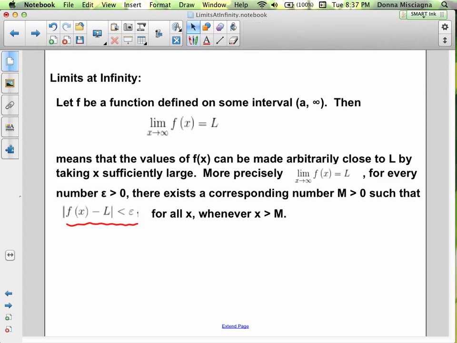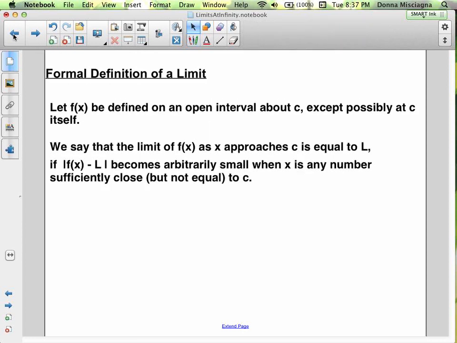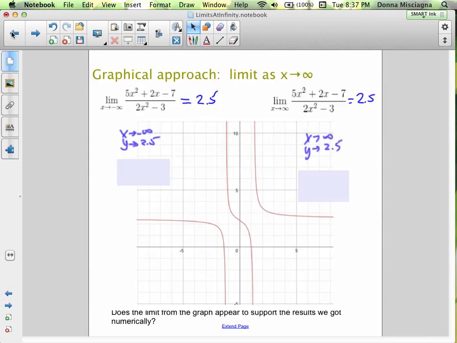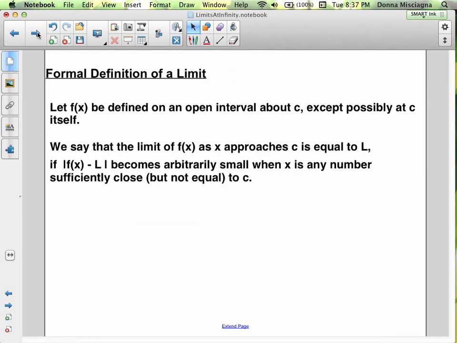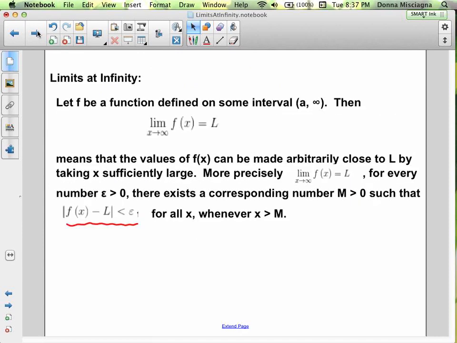So just a bit different than when we were approaching some finite number. When we're approaching some finite number, we're getting closer and closer to our x value. So as the difference between c and x got smaller and smaller, the difference between f of x and the limit got less and less. Now, because the limit is going to infinity, as x is getting larger and larger, the difference between the value of the function and the limit is getting smaller and smaller. So that's all it means when we're looking at a limit at infinity.